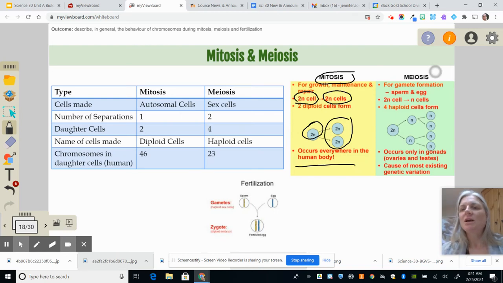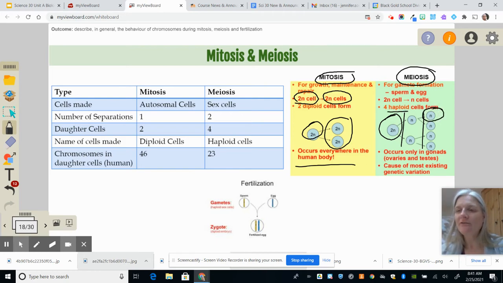All right. In meiosis, this is when you want to form a sperm or an egg cell, and you only want half of the number of chromosomes in your sperm and egg cells. So from one original cell, it's going to go through two divisions and form these haploid cells that have half of the amount of chromosomes in them. This only happens in the ovaries and testes, and this is how we get genetic variation.